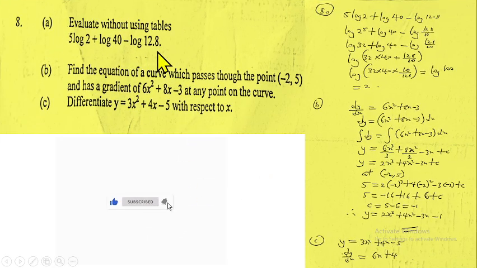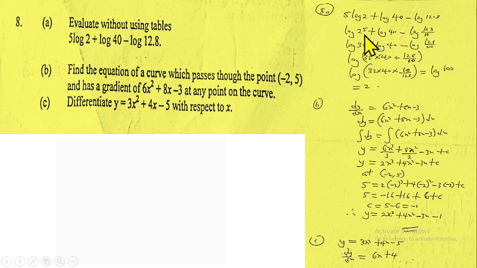Question number 8a is from logarithm, which you have to evaluate without using table. And the idea of laws of logarithm is highly needed here. So we have 5 log 2 plus log 40 minus log 12.8. In this case, we know that according to the law of logarithm, this 5 will go to the power of 2. So we have log 2 raised to the power 5 plus log 40, and 12.8 we can change to a fraction, and that will give us 128 over 10.